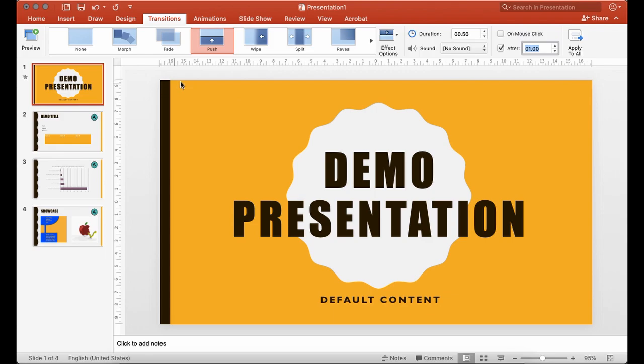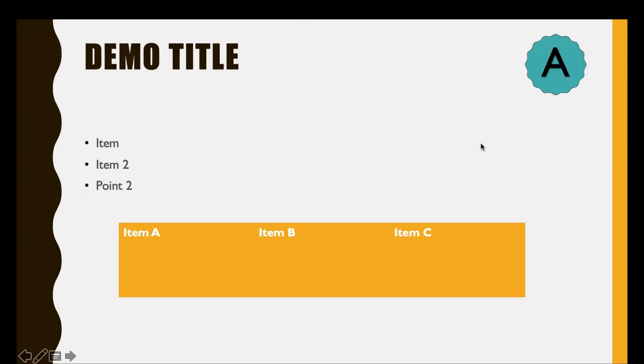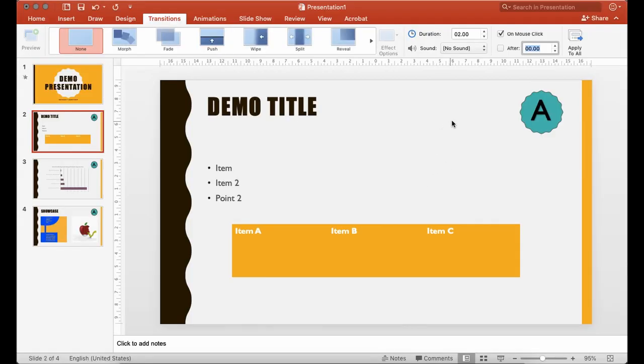So if we set this now to 1 second and then we run our slideshow, we notice that we did not stay on the title slide for long. After 1 second, it navigated to the next slide. So be careful when you're using the option, after, for transitions.